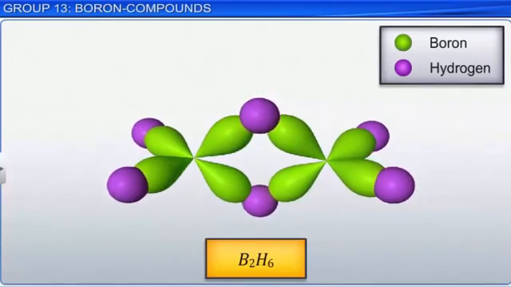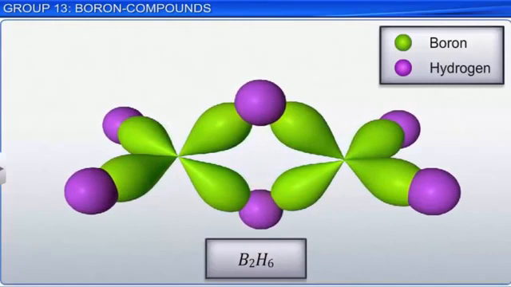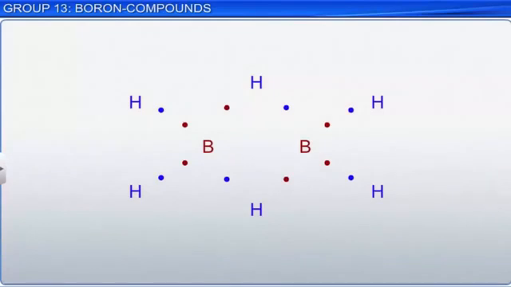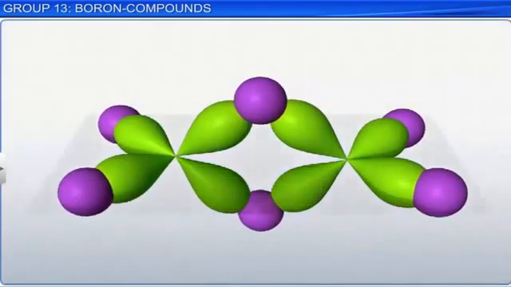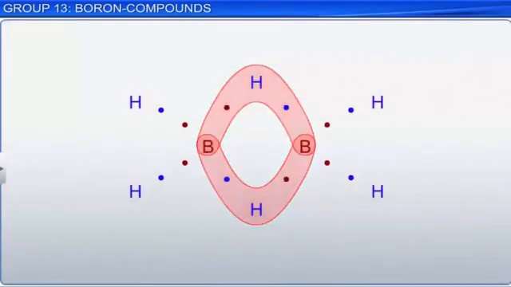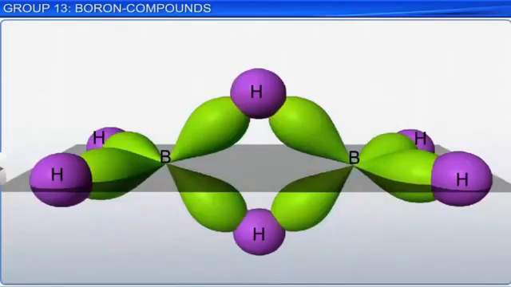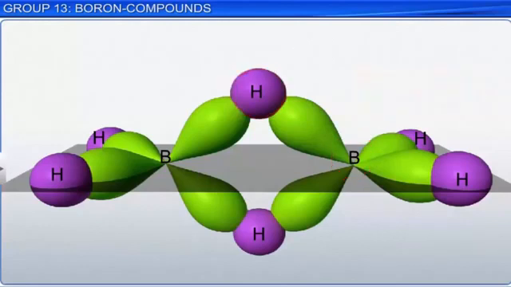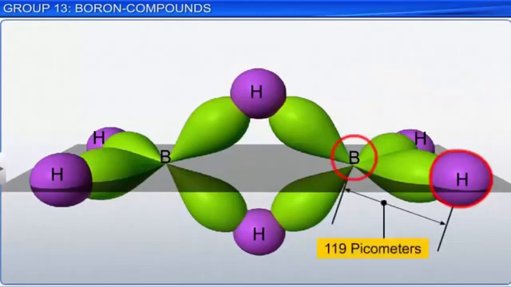Diborane is an electron-deficient molecule. Notice the peculiar structure of it. The 2 boron atoms and the 4 terminal hydrogen atoms of the molecule are all in the same plane. These 4 terminal BH bonds are regular 2-centered 2-electron bonds. The bridging hydrogen atoms lie above and below this plane. The 2 bridge BHB bonds are unusual 3-centered 2-electron bonds. The bond lengths are different as well. The bond length of the bridging hydrogen and boron is 134 picometers, while the bond length of the terminal hydrogens and boron is only 119 picometers.